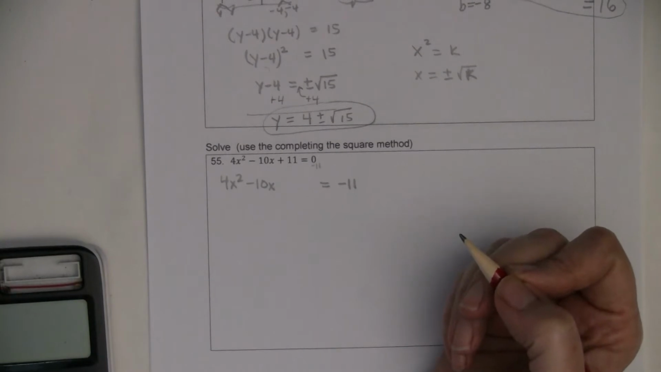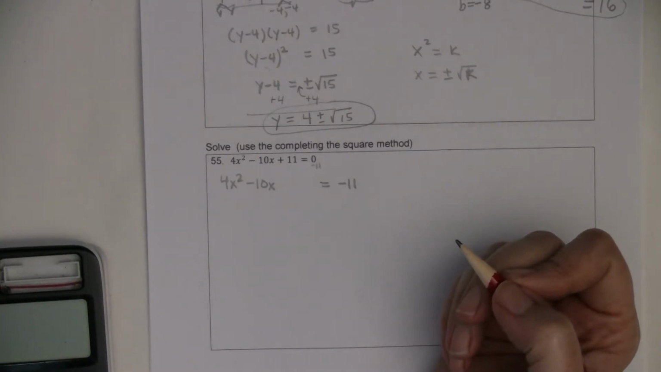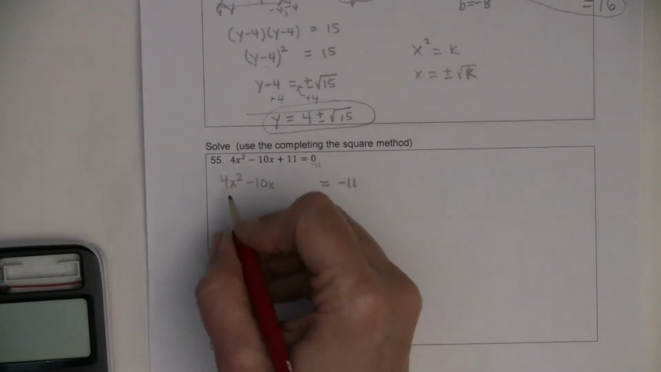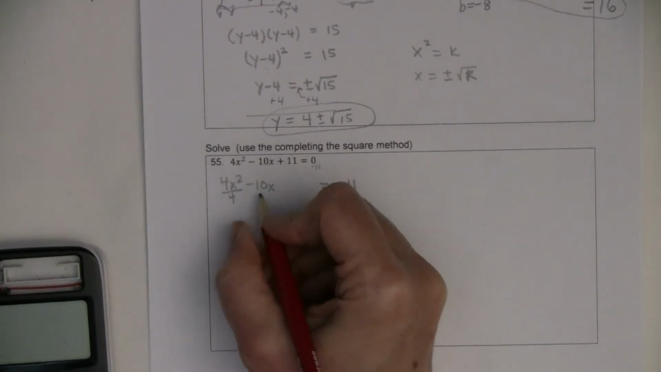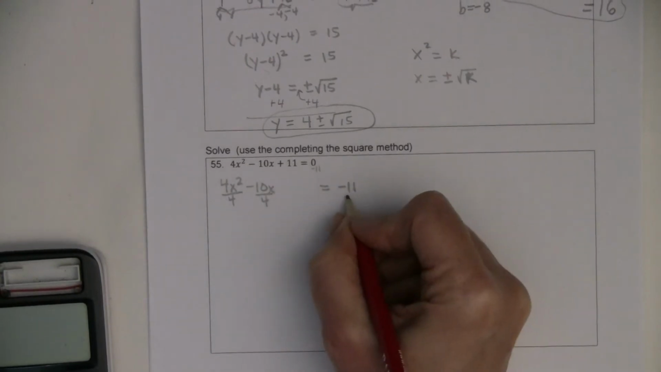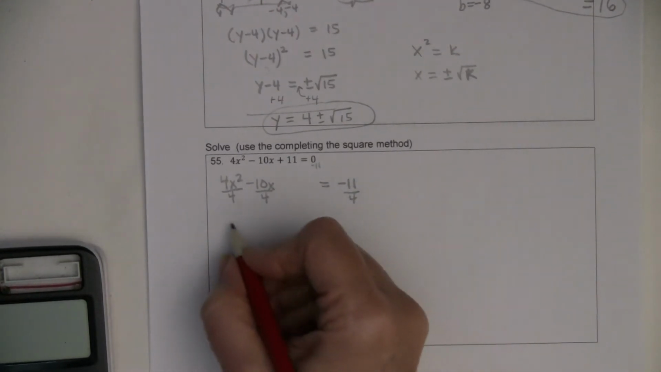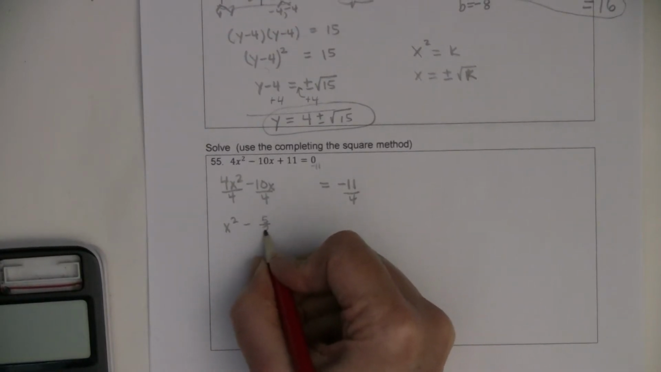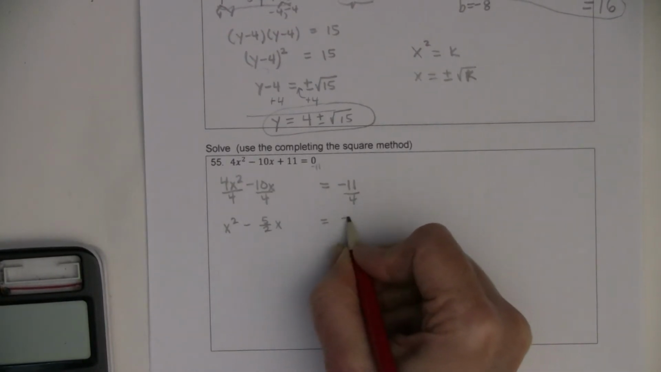Then the second step is to divide every term by the lead coefficient, which in this case is 4, so we're going to divide everybody by 4. And simplify. So this is x squared minus 5 halves x equals negative 11 fourths.